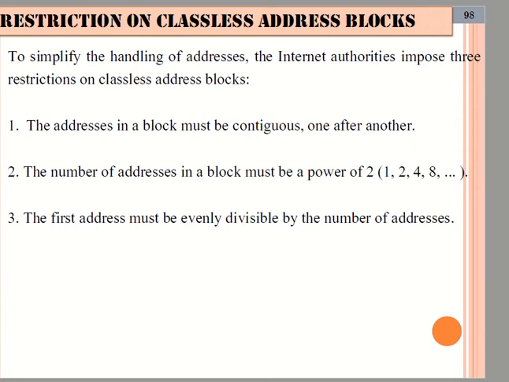And the third one is that the first address allocated to the organization should be divisible by the total number of addresses. So the first address that is given should be divisible by the total number of addresses allocated to that particular organization. With these three restrictions or conditions, a block of addresses will be allocated to the organization.